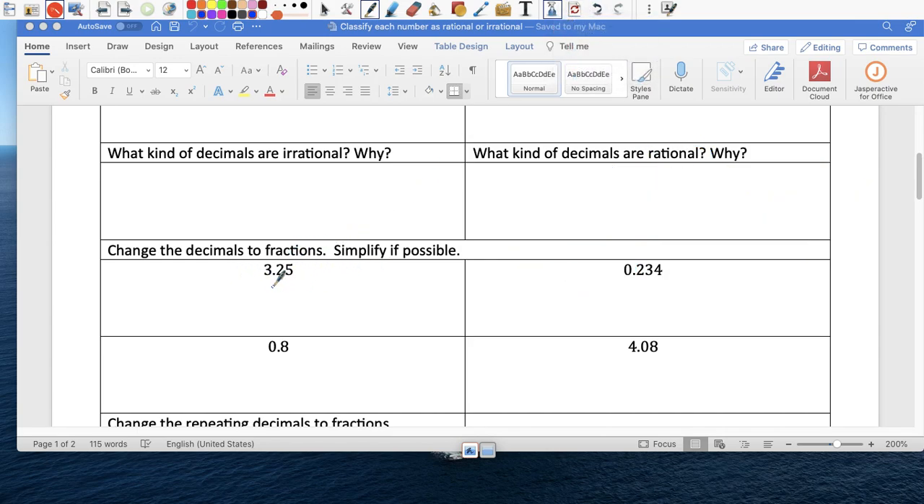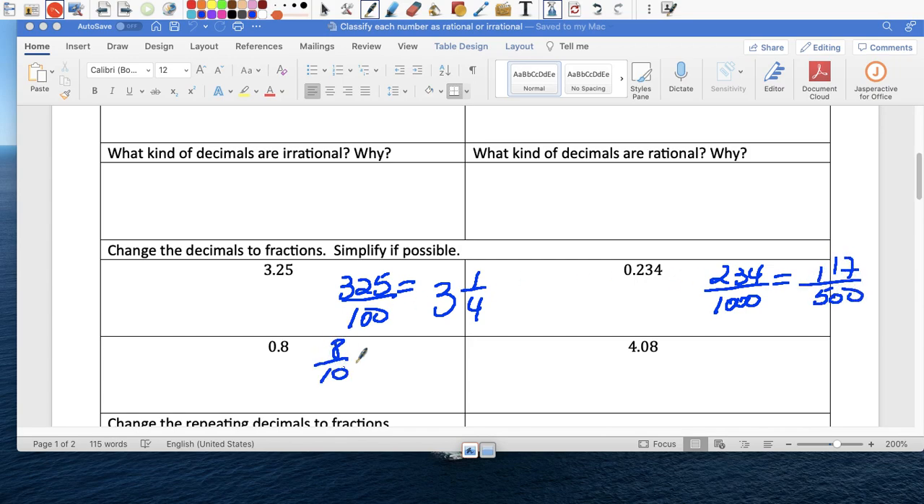Change the decimals and simplify. Well, the 5 is in the hundreds place, so let's write 325. Can we simplify that? That would be 3 and... So if you simplify, that would be 3 and 1/4, right? 0.234 is 234 over what place value? The thousands. Can we simplify that? We can. 234 over 1,000. That simplified would be 117 over 500.